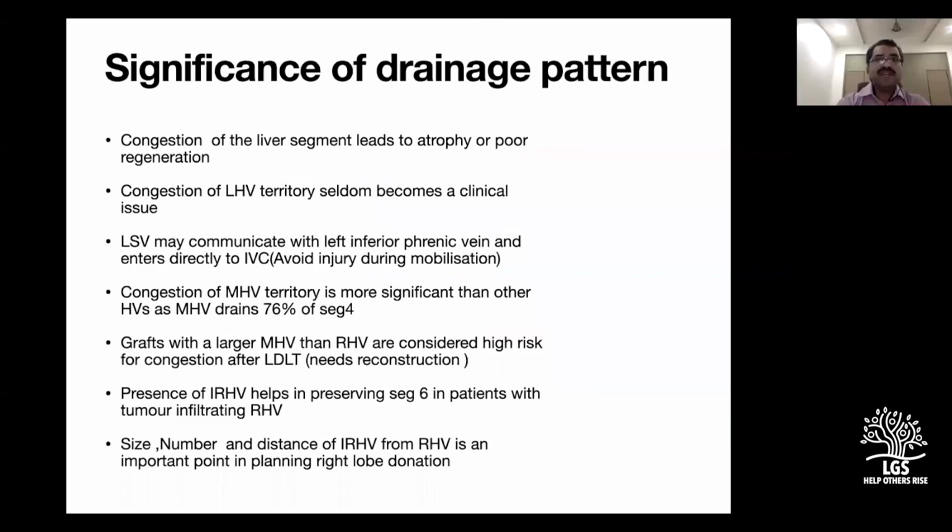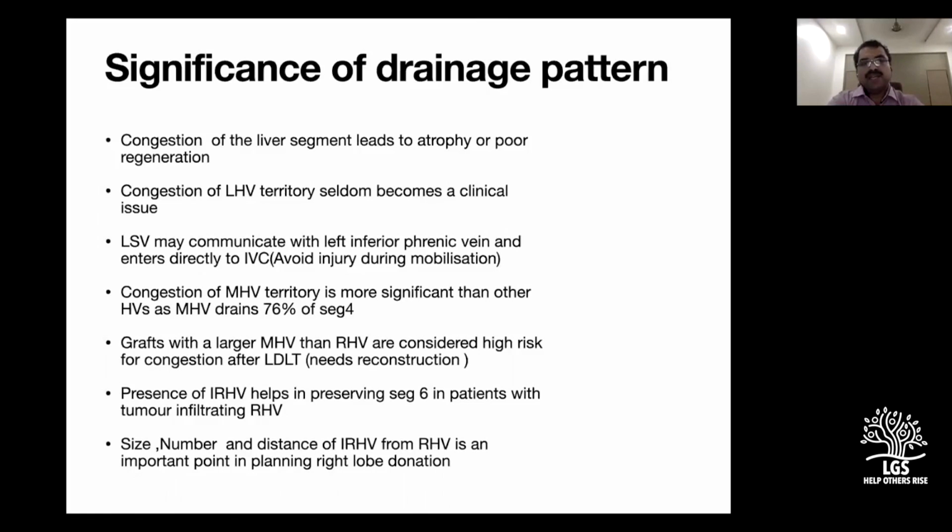So what is the significance of this drainage pattern? There is a dominance of the middle and the right hepatic vein. It depends on individual variation. If there is congestion after surgery, the segment of liver which is congested will atrophy, will not regenerate, and sometimes may undergo necrosis. So you have to prevent congestion in the remnant liver as well as in the liver being implanted in transplant surgery. When there is a middle hepatic vein dominance, the chance of congestion is small.